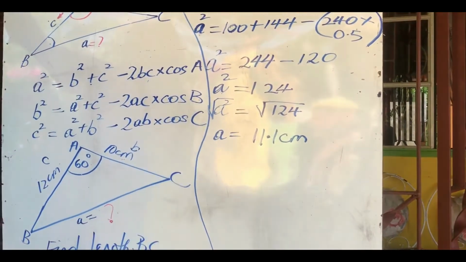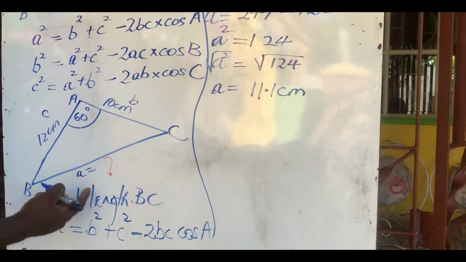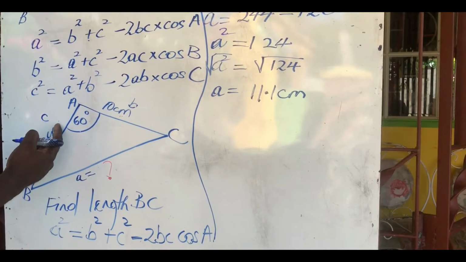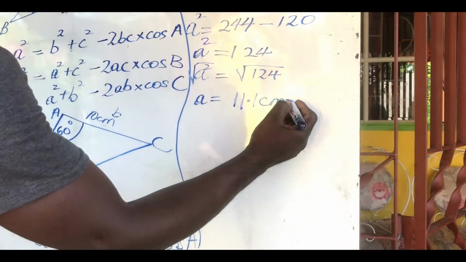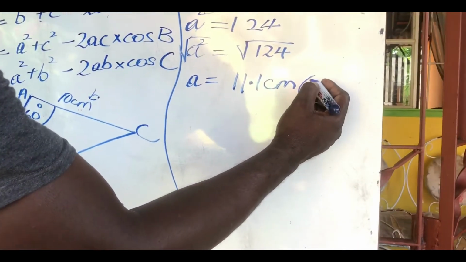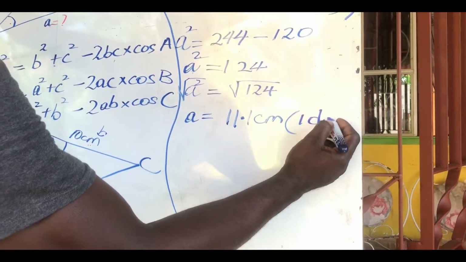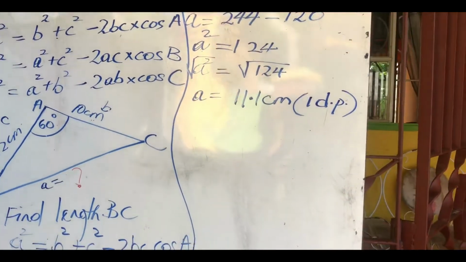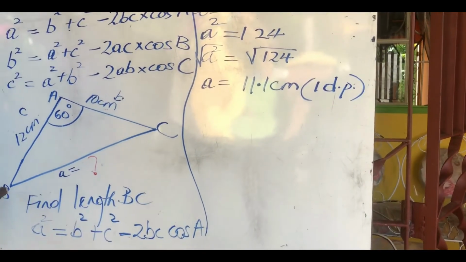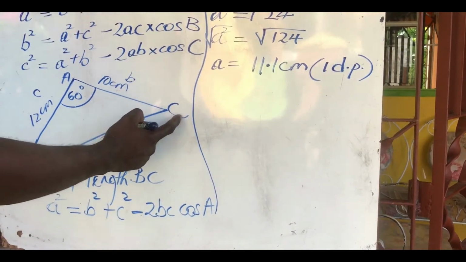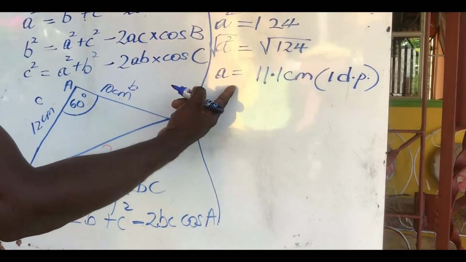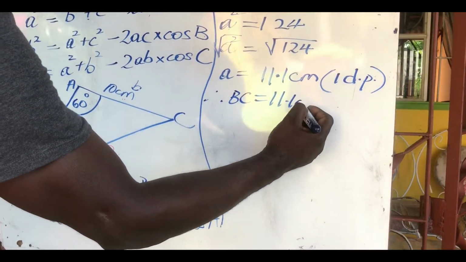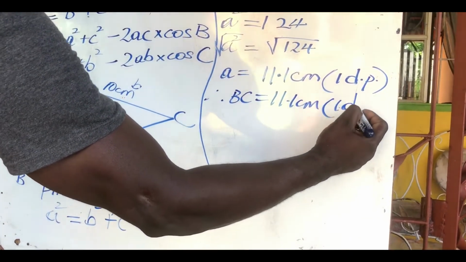Now you need to have the unit because it is length. So the length here, the units are in centimeters. So a here equals 11.1 centimeters, and I can put correct to one decimal place, which is also correct to three significant figures. Now we set out to find length BC. But length BC is the same thing as side a. So basically you could say, therefore, BC equals 11.1 centimeters, correct to one decimal place.